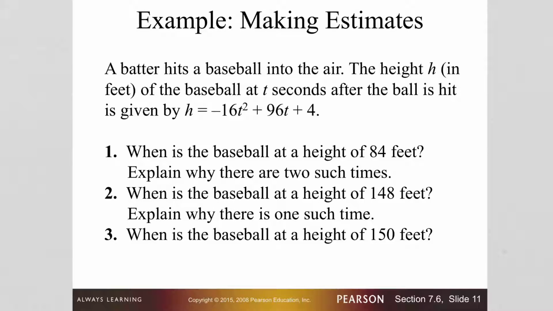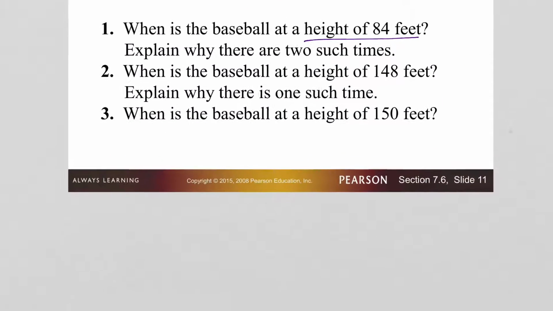Alright, so now we're going to make estimates again. A batter hits a baseball into the air. The height h, that's what we're dealing with, and we're also dealing with t. The height h in feet of the baseball at t seconds after the ball is hit is given by this equation. When is the baseball at a height of 84 feet? So that's my height. I'm going to put 84 in for h.